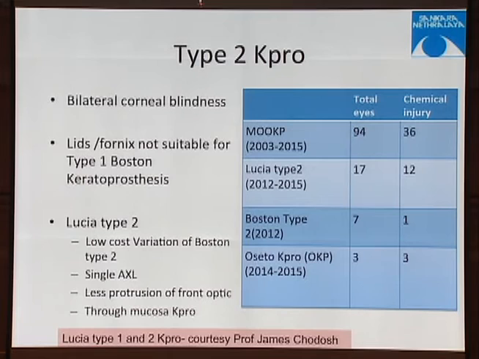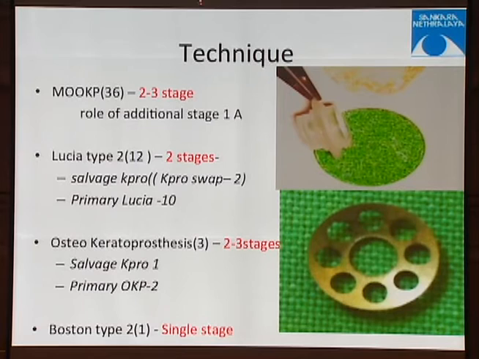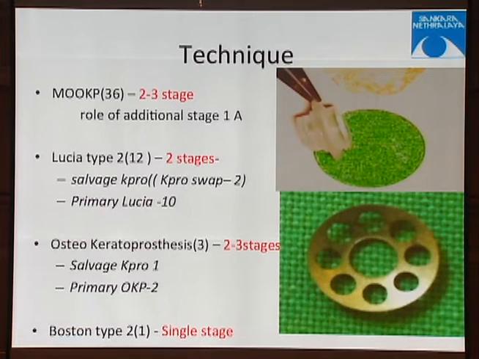As far as the surgical steps are concerned, the OOKP could be done in a two-stage or three-stage maneuver. The Lucia is normally done in two stages, where we first drape the buccal mucous membrane graft over the ocular surface and subsequently reflect the flap and place the keratoprosthesis under the flap. The osteokeratoprosthesis is similar to the OOKP, done in 2 to 3 stages. The Boston type 2 is the only one which we can probably do in a single stage procedure, primarily used for patients where multiple general anesthesia or multiple surgical interventions would be an issue.